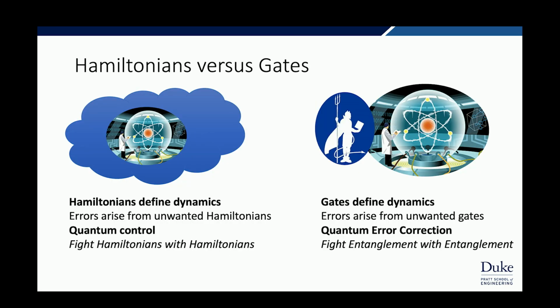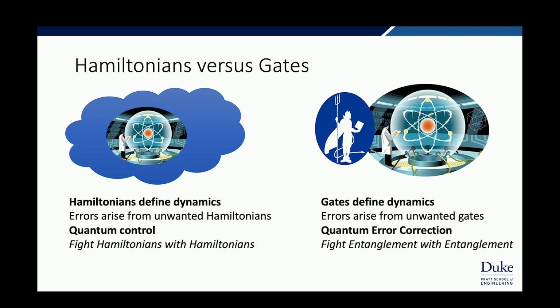My feeling in quantum simulation and information, the whole field, is that there's always been this contrast between the Hamiltonian idea and the gate idea. The Hamiltonian idea comes from the physics and says, look, all the dynamics come from Hamiltonians. All the errors come from Hamiltonians. And the way to fix that is to use some sort of quantum control.